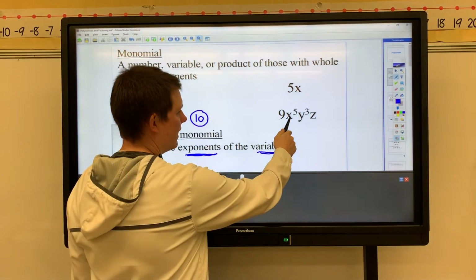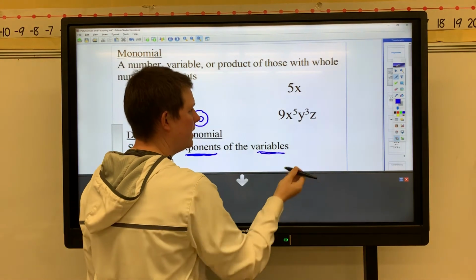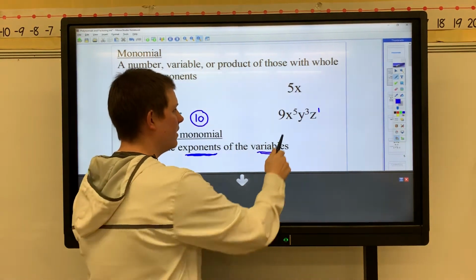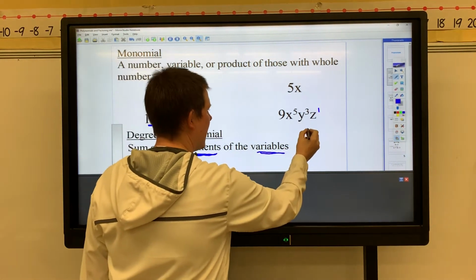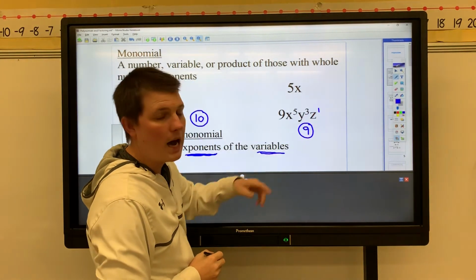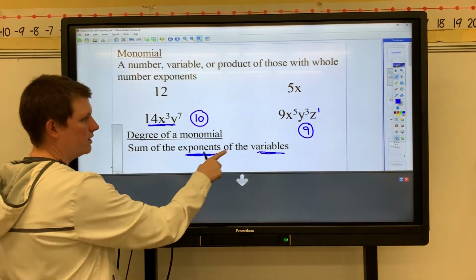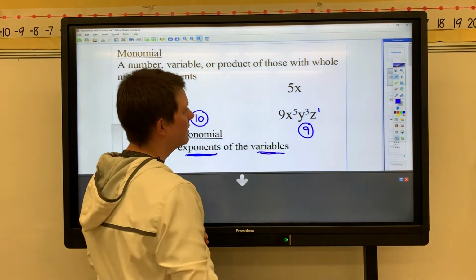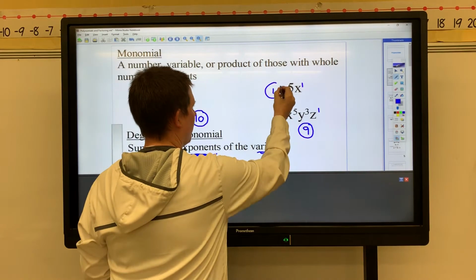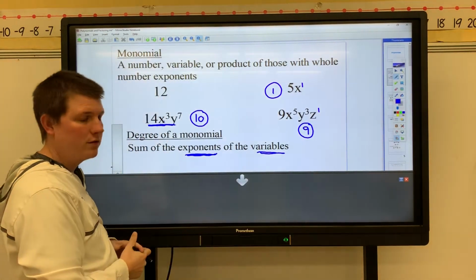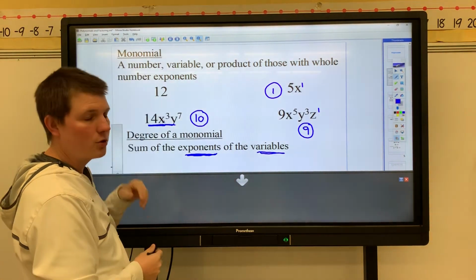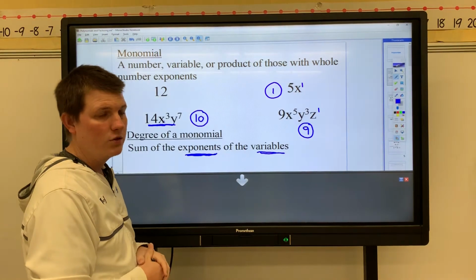Over here, we have x to the 5th, y to the 3rd, and z. Now, remember that the z actually has an imaginary 1 there. So we're going to add those numbers up. 5 plus 3 is 8, plus 1 is 9. So the degree is 9. Because 5 plus 3 plus 1 is 9. You add the exponents of the variables. So in 5x, there's only one variable. Its exponent is 1. So the degree is 1. In the number 12, take the sum of the exponents of the variables. Now, in this monomial, the number 12, there are no variables. So the degree is 0.